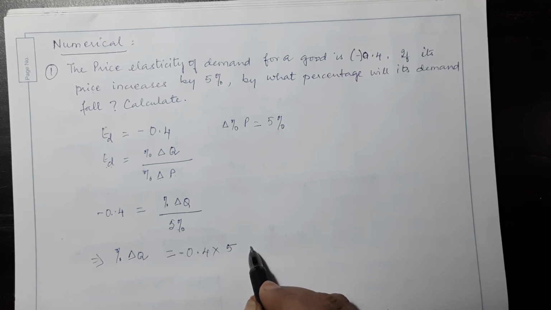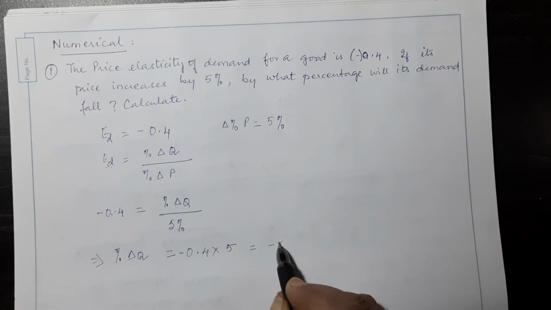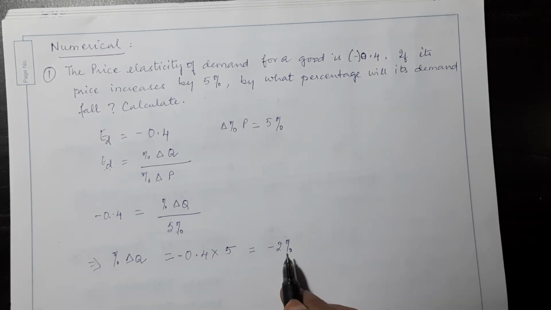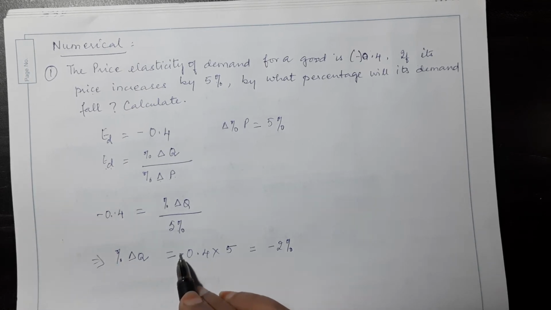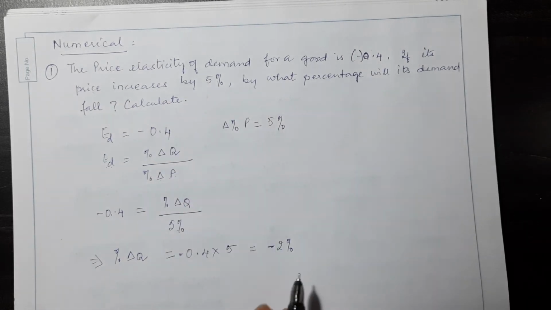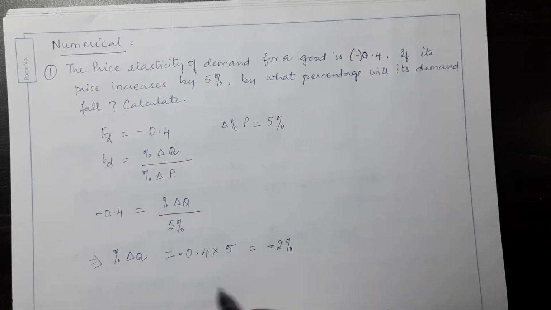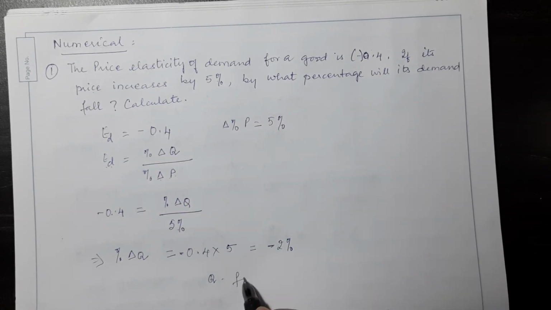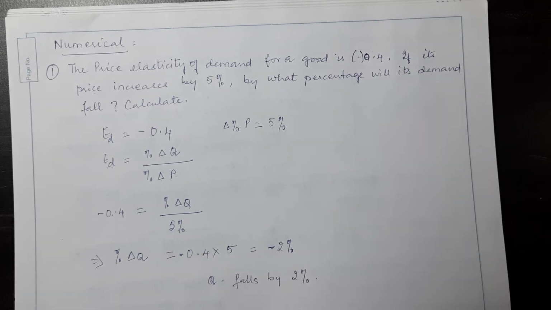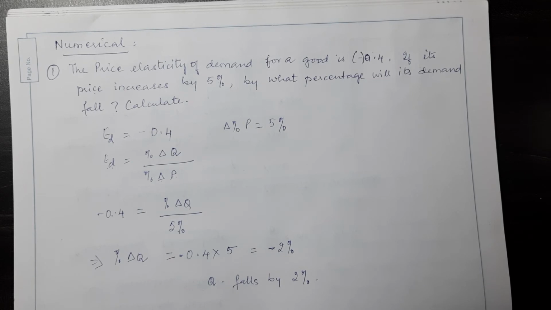So that gives us how much? Minus 2%. 5 fours are 20. So it is 2%. Now this is a negative sign over here, which shows there is a fall in demand. So here we will write quantity demanded falls by 2%. That will be our solution.